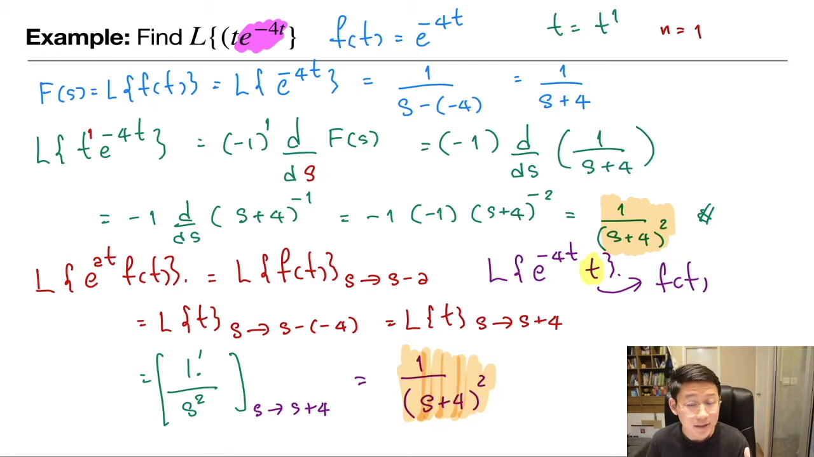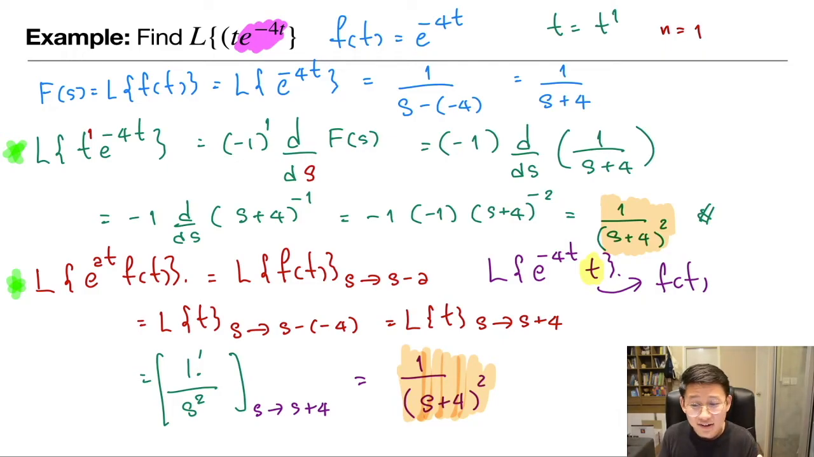As we expected. So here we computed the Laplace transform differently. The first one is with the second technique. The second one is with the first technique. But anyway, when you get t to the n times e to the at, in that case, you can apply either technique.